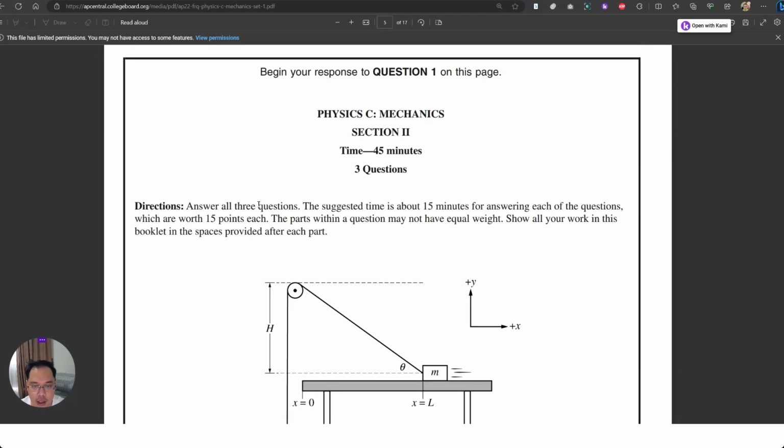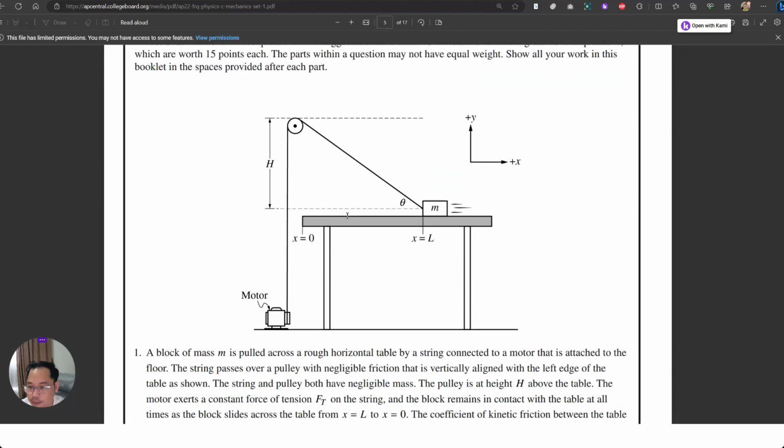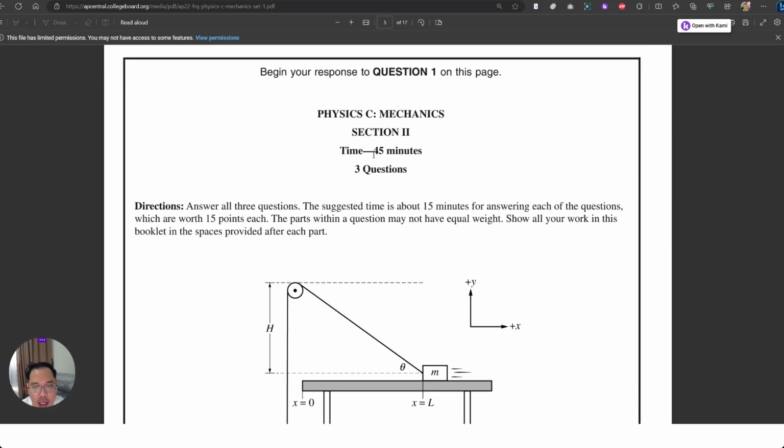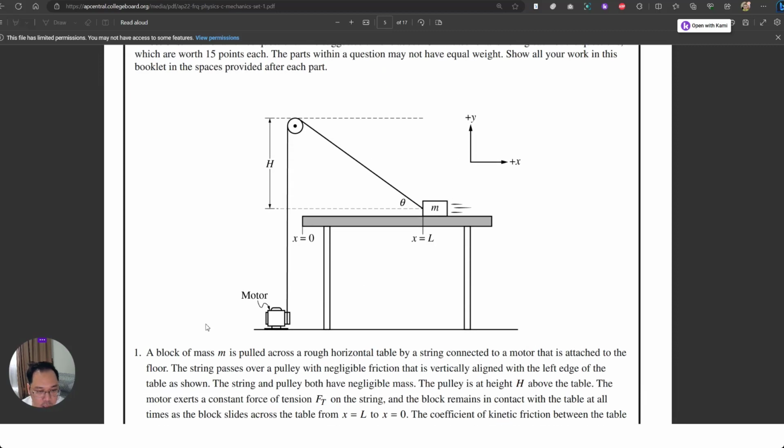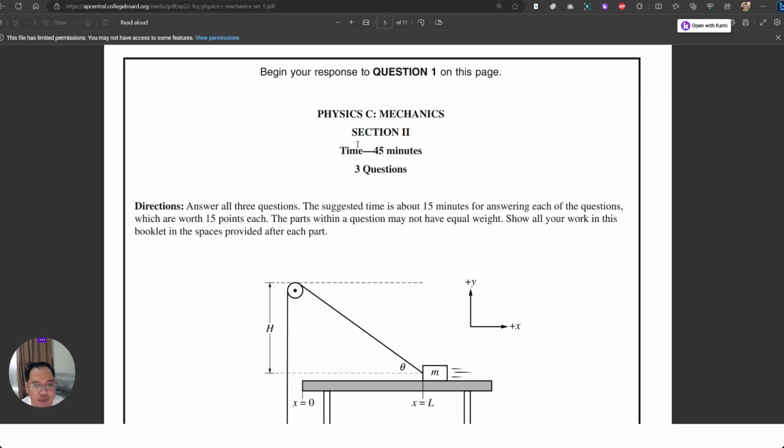Hello, in this video I will be helping you to solve a problem, answer a question in AP Physics C Mechanics, the free response question part, section 2. This is question 1 in the real past paper from last year, 2022.